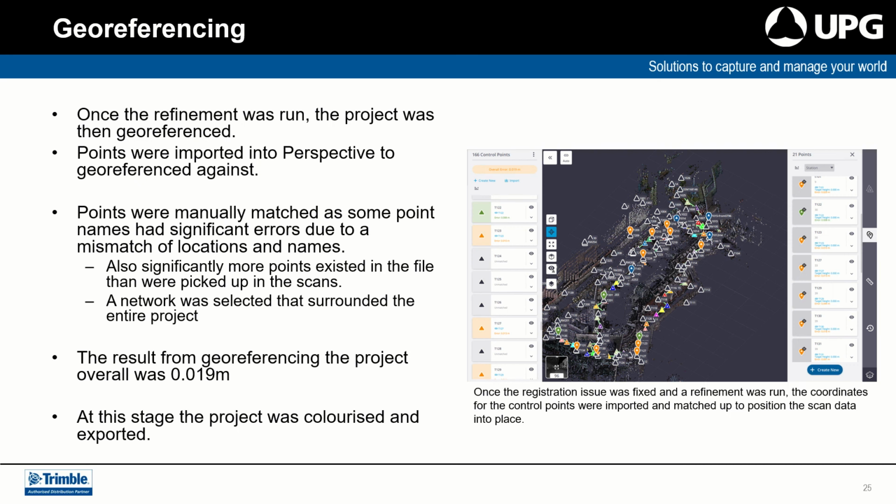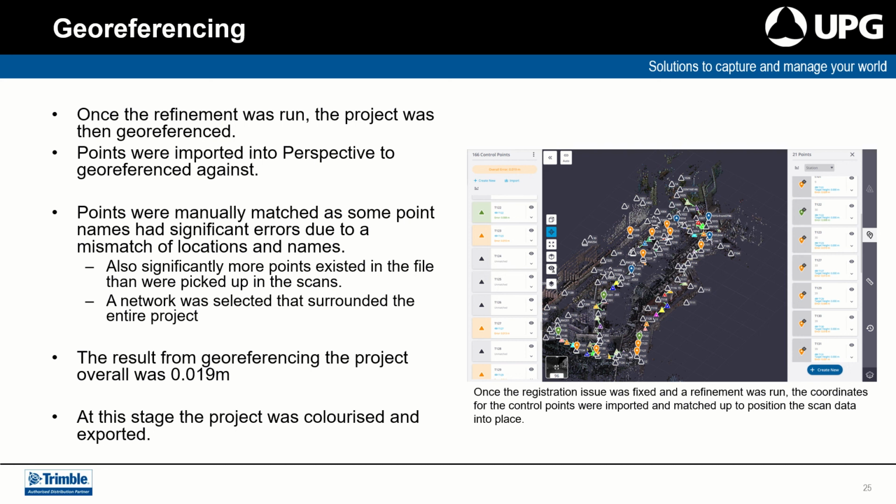Once the refinement was run, the project was then georeferenced. So the points were imported into Perspective that matched up with the points that were picked up in the scan data. These points were measured using, say, GPS previously. And when they were matched up, there were significantly more points imported than were collected in the field. However, only the points that were needed were matched together from the imported data. And it was seen that there was a 19 mil error in the scan once the results had come through overall.